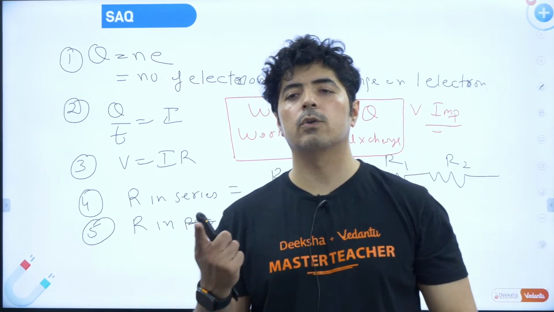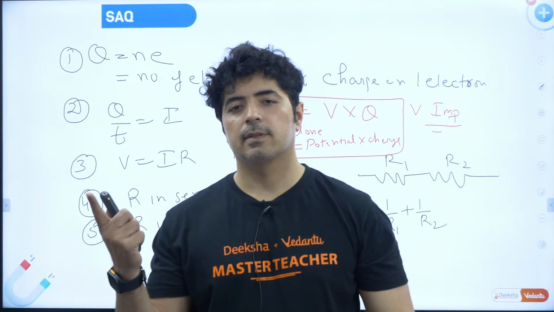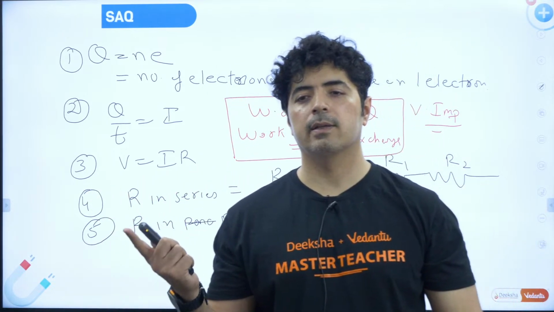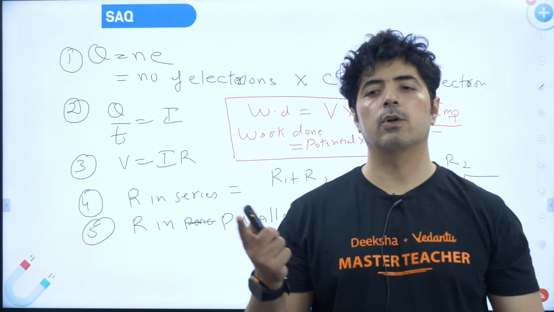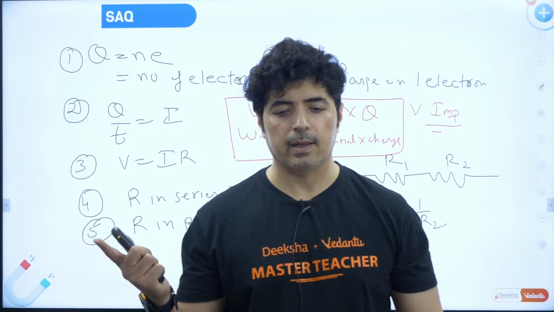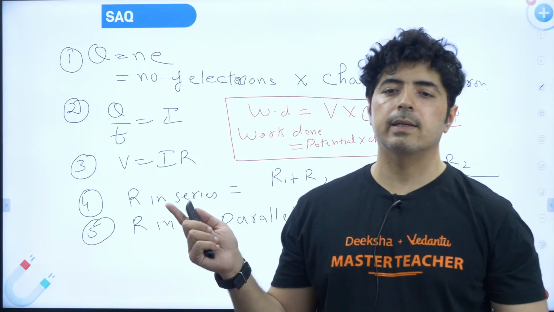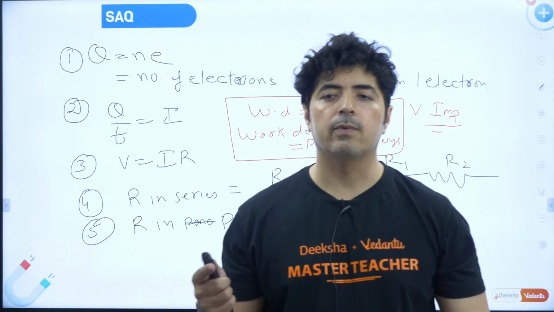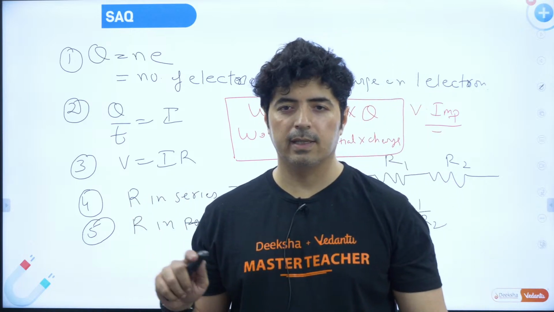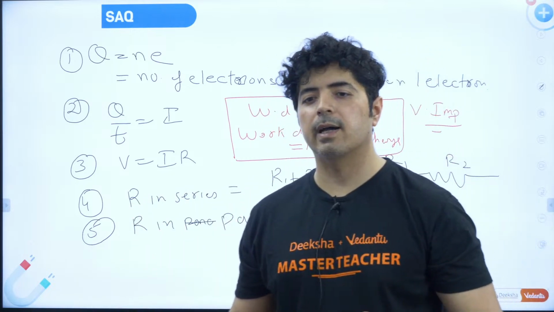Then we have power is equal to VI. That is P is equal to VI. P is equal to I square R. P is equal to V square by R. And then the energy formula, that is heat: I square RT, VIT and V square by RT. That's it. These are the formulas which will be used in the entire chapter.